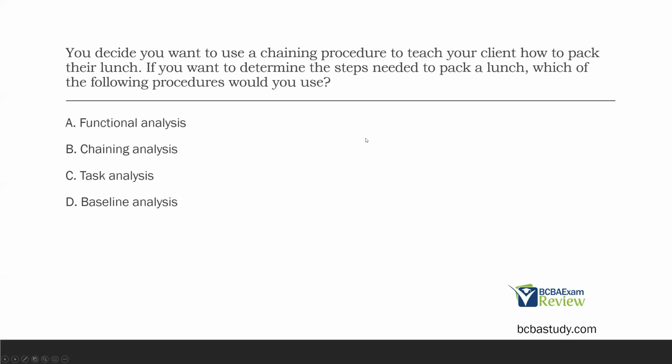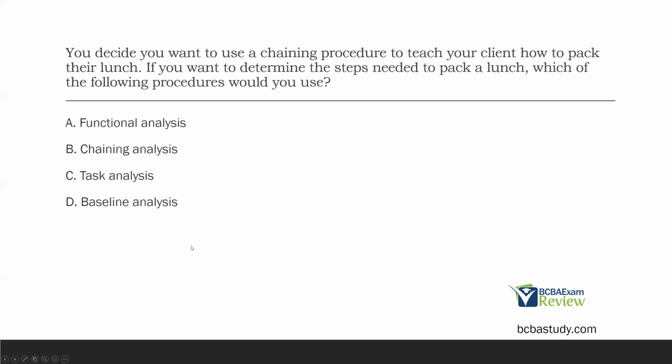If you want to determine the steps needed to pack the actual lunch, well, what are you doing? Are you conducting a functional analysis? Are you manipulating antecedents and consequences to determine the function of a behavior? No, so we can eliminate A. Are you conducting a chaining analysis? No, we're trying to create the chain. And if we want to create the chain by breaking down the complex skill into simpler steps, we are conducting a what? We are conducting a C, a task analysis.